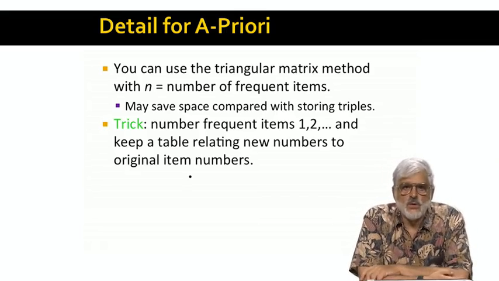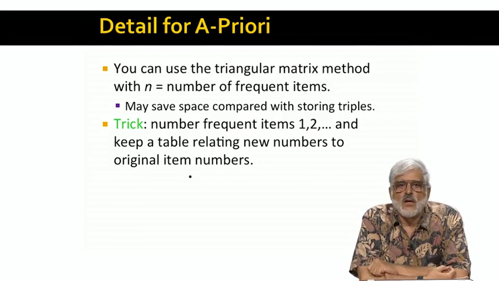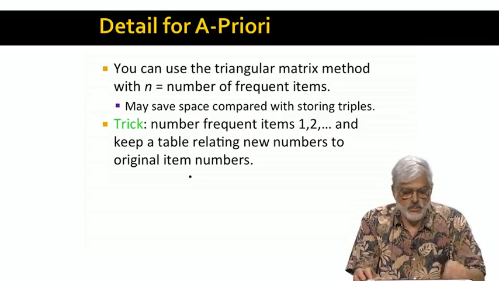Fortunately, there's a simple trick we can use. We renumber the frequent items starting at 1, and on the second pass we store a table that translates the original integers used for all items into the new numbers for the frequent items only. This table also tells you whether an item is frequent or not, since it will not appear in the table if it is not frequent.